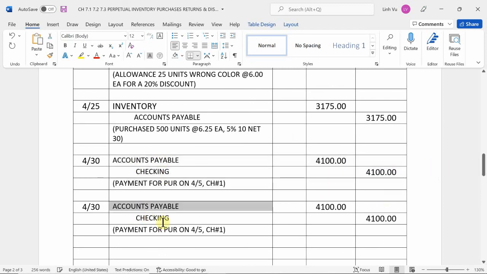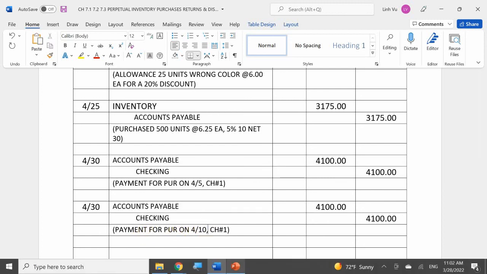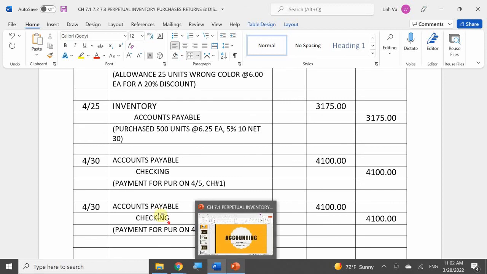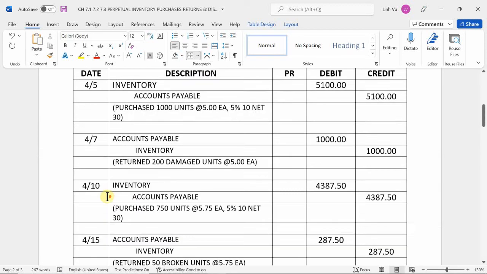Accounts payable and checking. Okay. This time we're making a payment for purchases on April 10. Check number 2. Okay. And it's for the same amount, $4,100. Okay. So then let's see what happened for the third purchase.